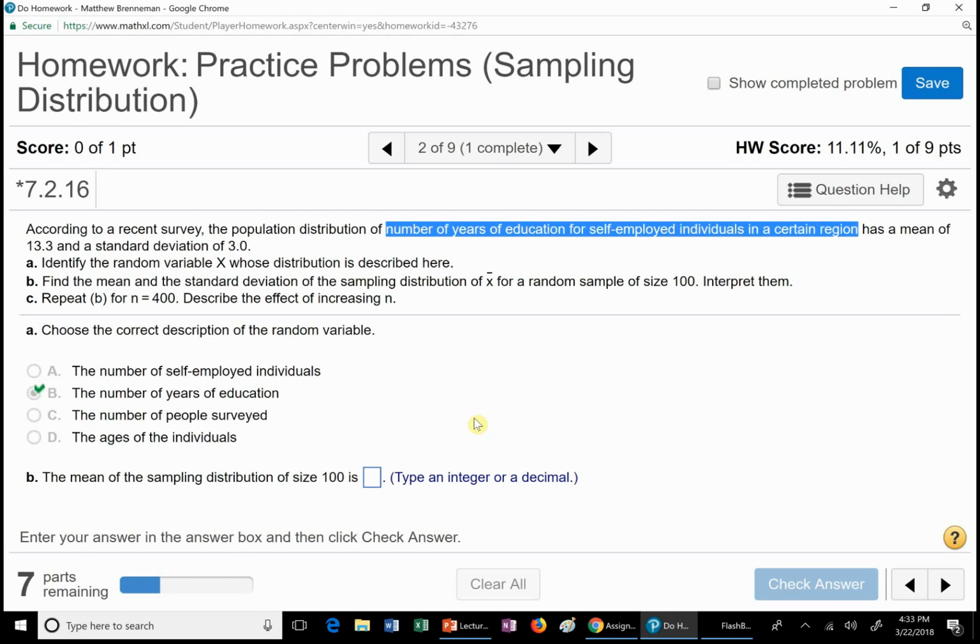And so we're actually given this, right? This is the mean of X. This is the mean of our variable. And we're given that. So in my problem, the mean is what? 13.3, right? So I know what that's going to be. So let's see. Go ahead and give that a try.